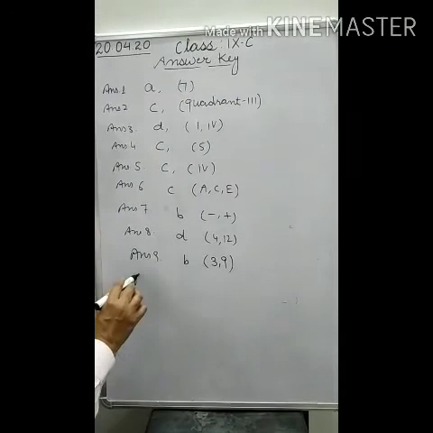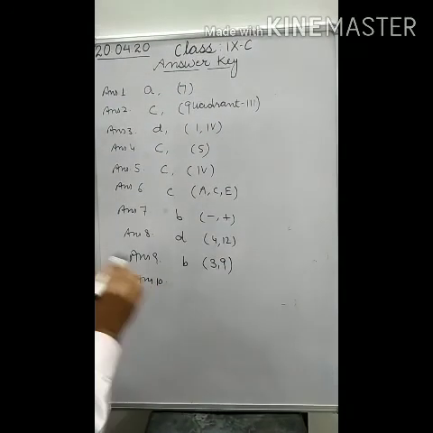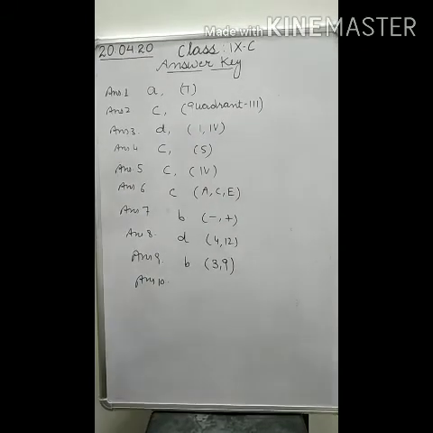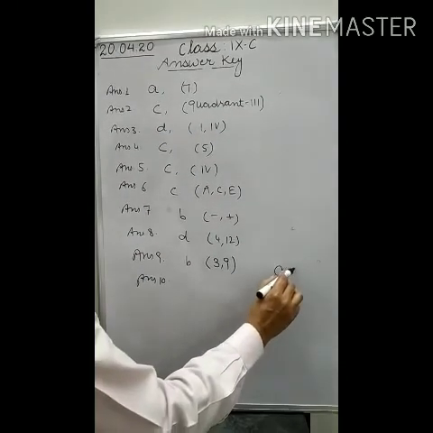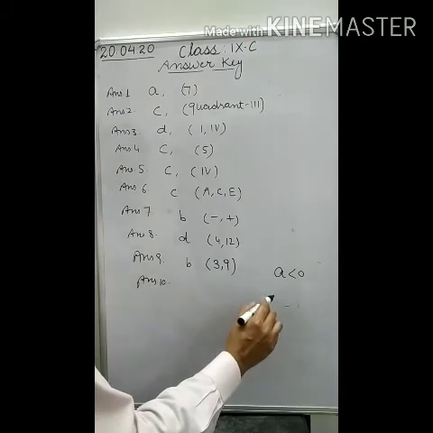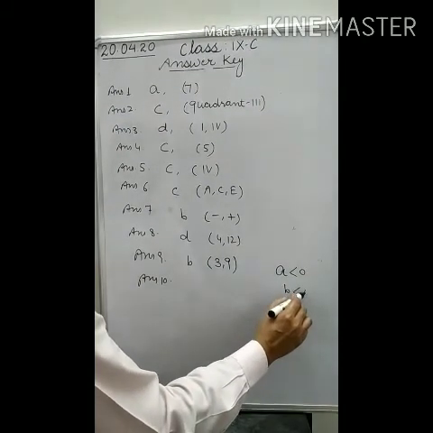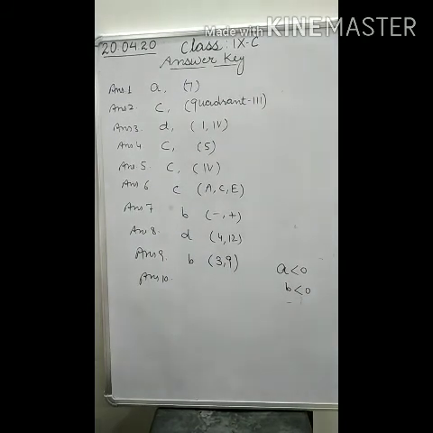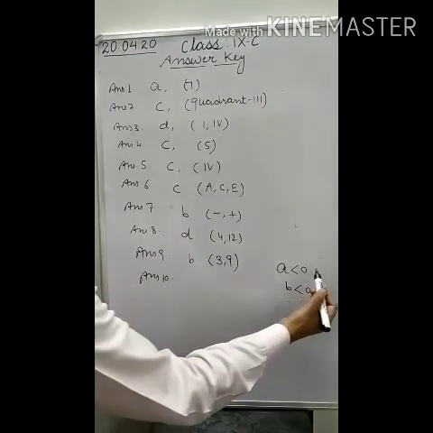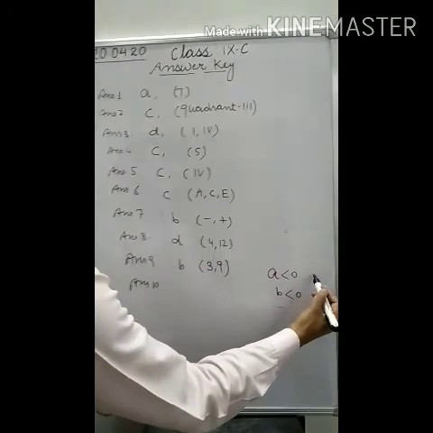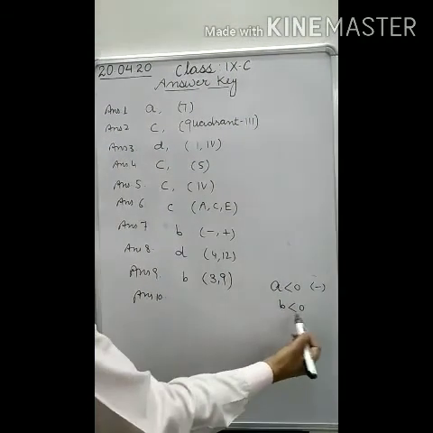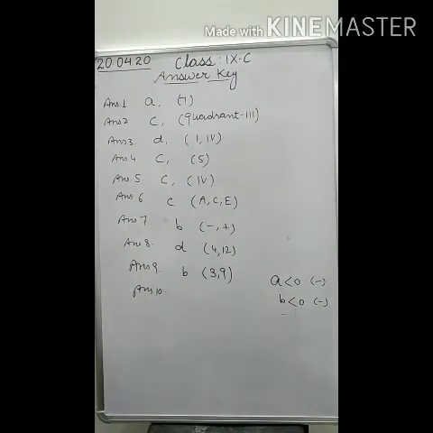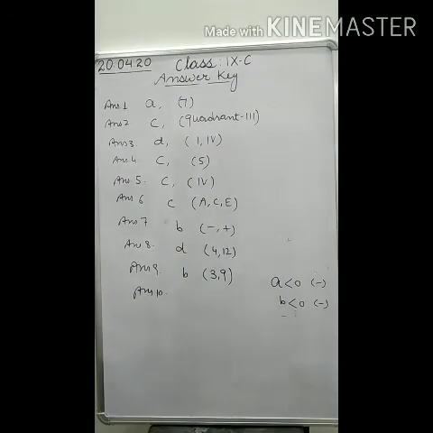Now come to the last answer. Here in this question you are given: if A is less than 0, and B is also less than 0, then the point P of A, B lies in which quadrant? Here you come to know that A is less than 0 means A is negative, and B is less than 0 means it is also negative. Means here x coordinate and y coordinate both are negative.